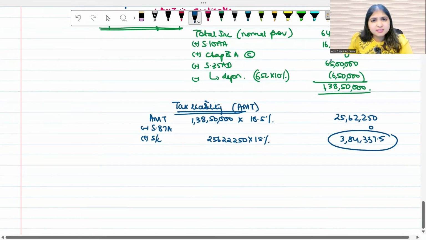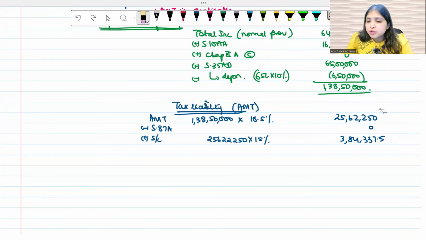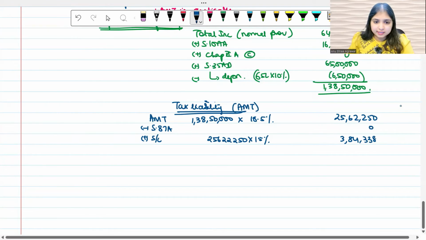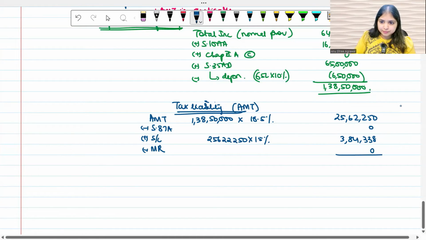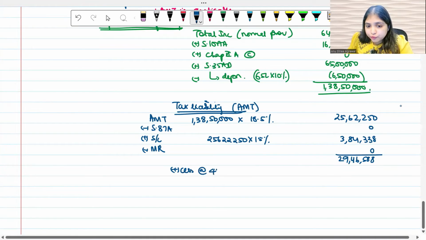Now this number is in decimal, so we can round it off. 3,84,337.5, we will round it off to 3,84,338. Now, will we have any marginal relief? No marginal relief because my income is much far away from 1 crore limit. So therefore, no marginal relief. So what's the total as of now? 25,62,250 plus 3,84,338. Our total tax right now is 29,46,588.